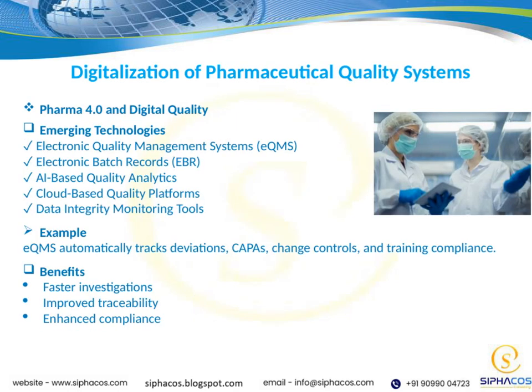Let's talk about how digitalization is transforming pharmaceutical quality systems, what we call Pharma 4.0 and digital quality. Emerging technologies like electronic quality management systems, or EQMS, electronic batch records, and AI-driven quality analytics are changing the game. For example, EQMS can automatically track deviations, corrective actions, change controls, and training compliance. The benefits: faster investigations, better traceability, and stronger compliance, all crucial for keeping quality high and processes smooth.